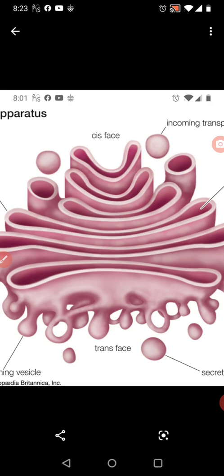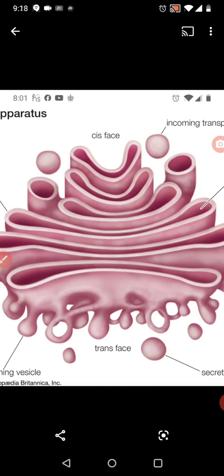In the subunit form it is present in the cell, and in the animal cell it is present near the nucleus, right, children? Nucleus, then endoplasmic reticulum is present, and then the Golgi apparatus is present. And in the plant cell, it is present in a freely distributed form.